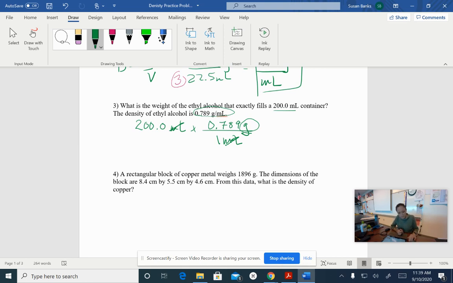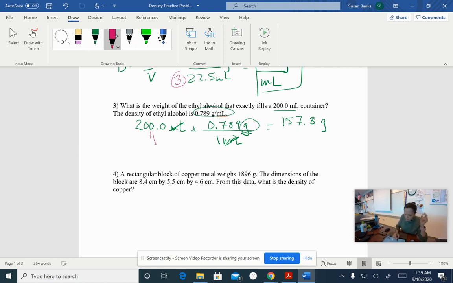So I'm going to take 200 and I am going to multiply it by 0.789. And my calculator will spit out 157.8 grams. Now let's look at sig figs here.